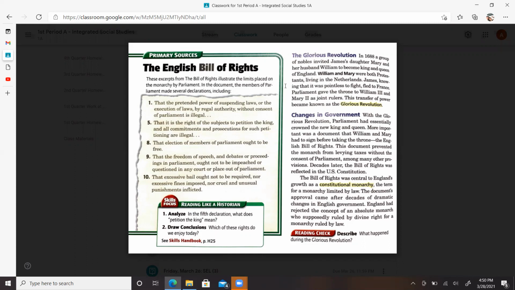More important was a document that William and Mary had to sign before taking the throne, the English Bill of Rights. This document prevented the monarch from levying taxes without the consent of Parliament, among many other provisions. Decades later, the Bill of Rights was reflected in the U.S.